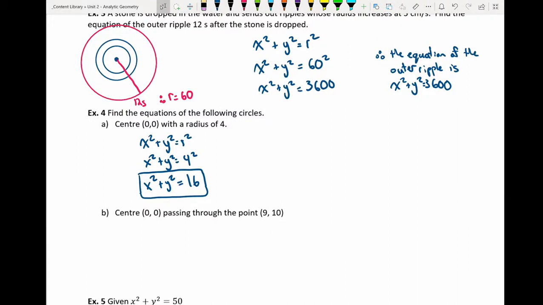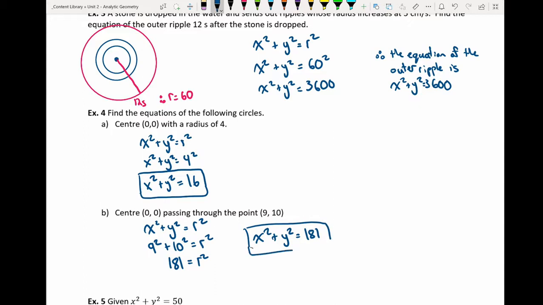The next example: center 0, 0 passing through the point 9, 10. So again, x squared plus y squared equals r squared is going to be my formula. I'm not given the radius this time, but I am given a point, so I can plug that in. So 9 squared plus 10 squared equals r squared. I can simplify: 181 equals r squared. And again, because all I'm concerned about is the equation, I don't need to simplify this any further. So x squared plus y squared equals 181 is the equation of the circle.